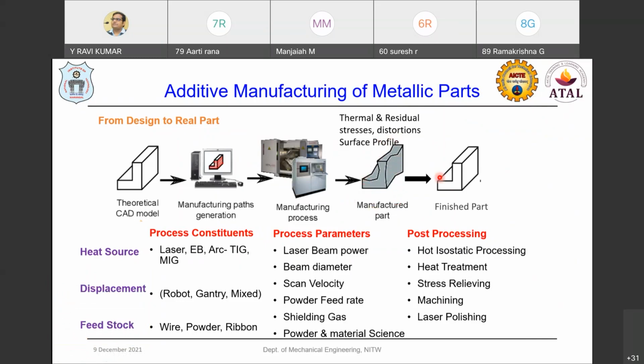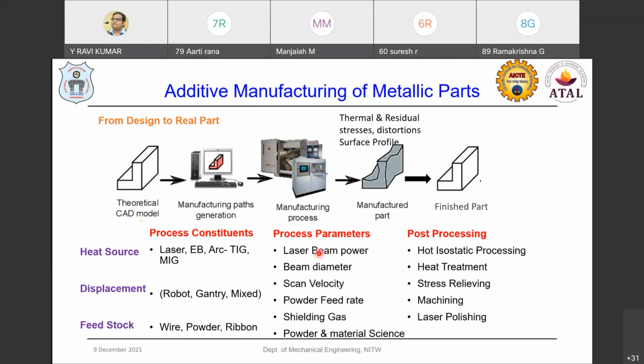This part will have a lot of residual stresses, thermal stresses, distortion, and surface profile issues. We assume that whatever component is manufactured is a ready-to-use part, and we directly use it. But there are still many challenges that need to be addressed whenever a part is manufactured from the AM process, or any metallurgical manufacturing process, because certain post treatments are very much required in additive manufactured parts.